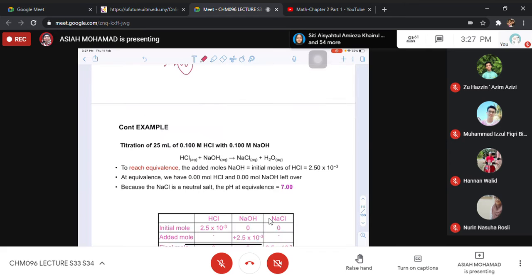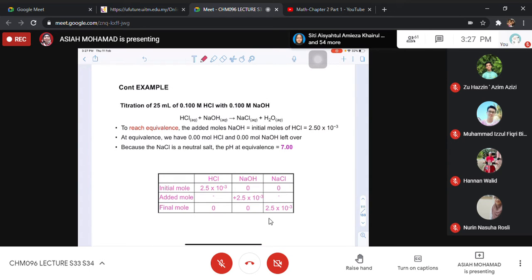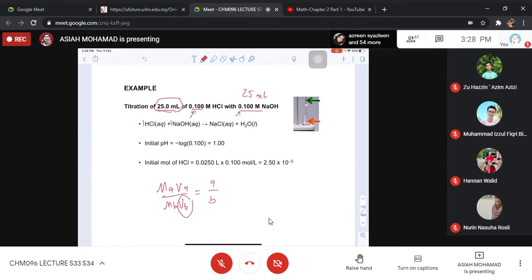In order for you to calculate the pH at equivalent point, we need to set up this mole table. Usually, when we construct the ICE table, we use the molarity, but for titration, we are going to use mole. Why? Because recall the definition of equivalent point: the number of mole of OH minus added must be equal to the number of mole of H3O plus present.